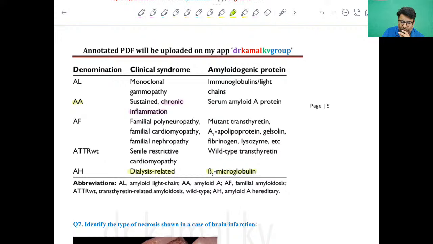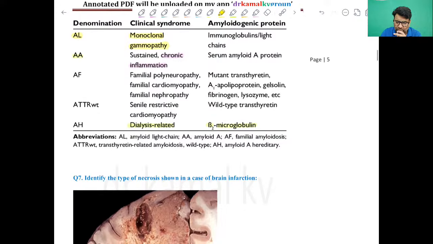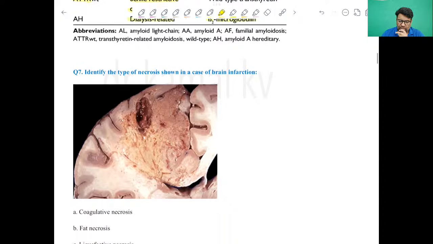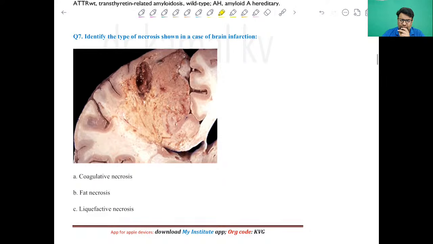Of course, the primary one is AL, which can be seen in monoclonal gammopathy. Okay, so just remember these few varieties. And ATTR can be seen in senile restrictive cardiomyopathy, right? So in relation to hemodialysis, this is beta 2 microglobulin.